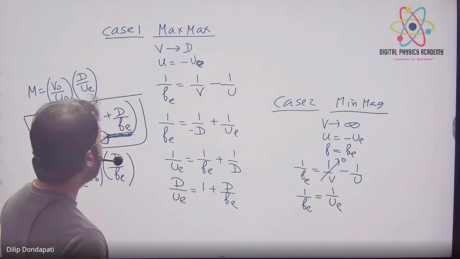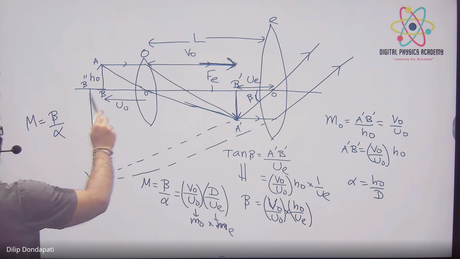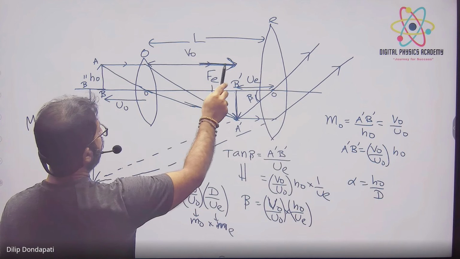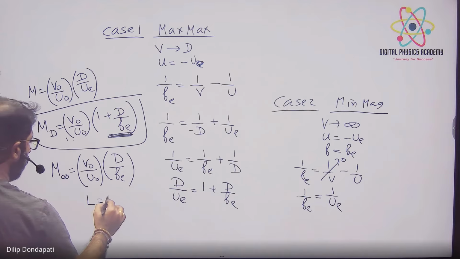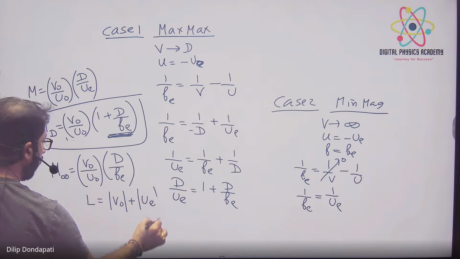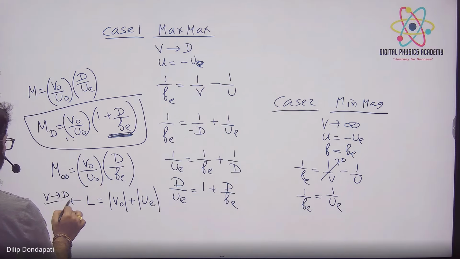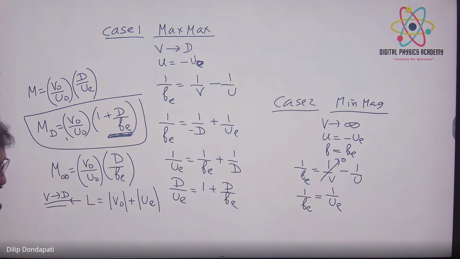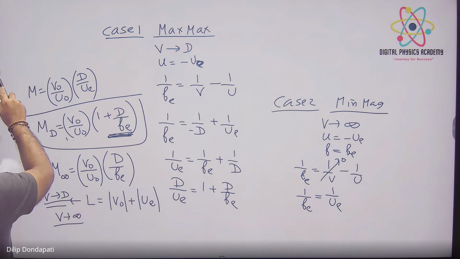And what is the length of the compound microscope according to the diagram? Length is always positive. What is the formula in this case? Tell me. VO plus UE will be the length, right? Mod VO plus mod UE, when the image is formed at capital D. Here we are doing maximum magnification, right? Now tell me, when the image is formed at infinity, what will be the length of the microscope?